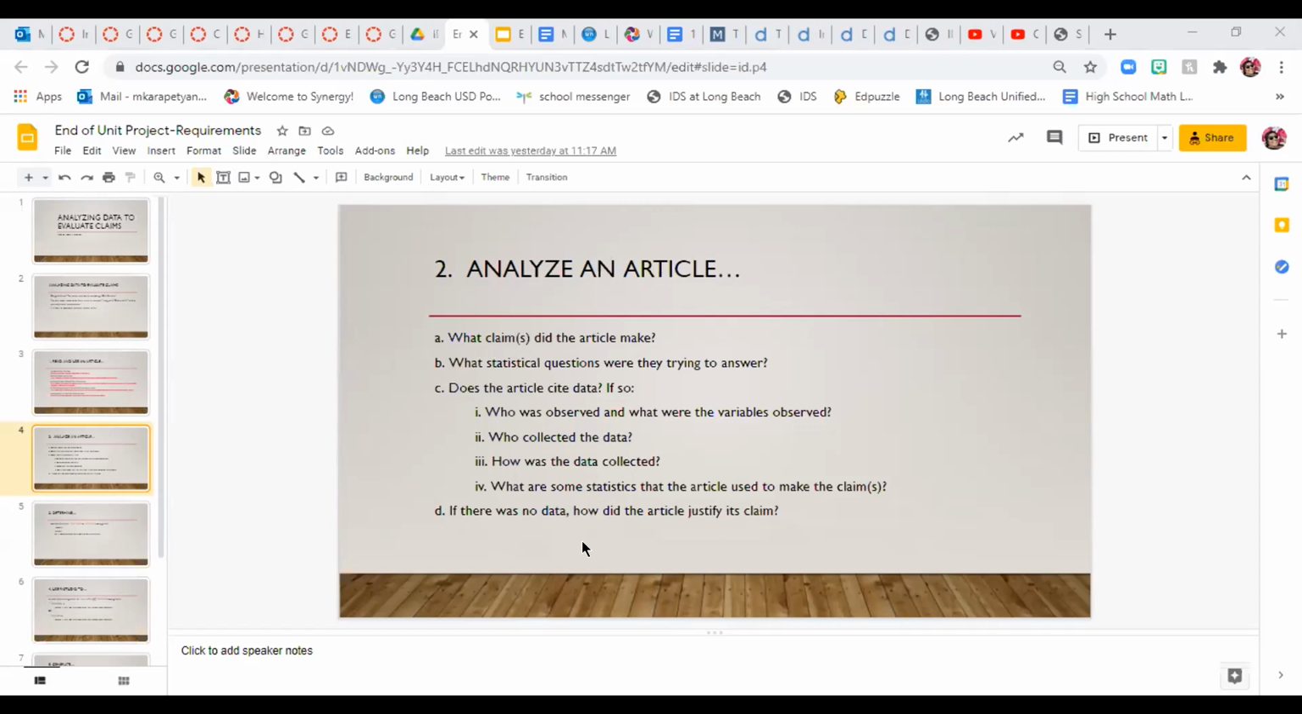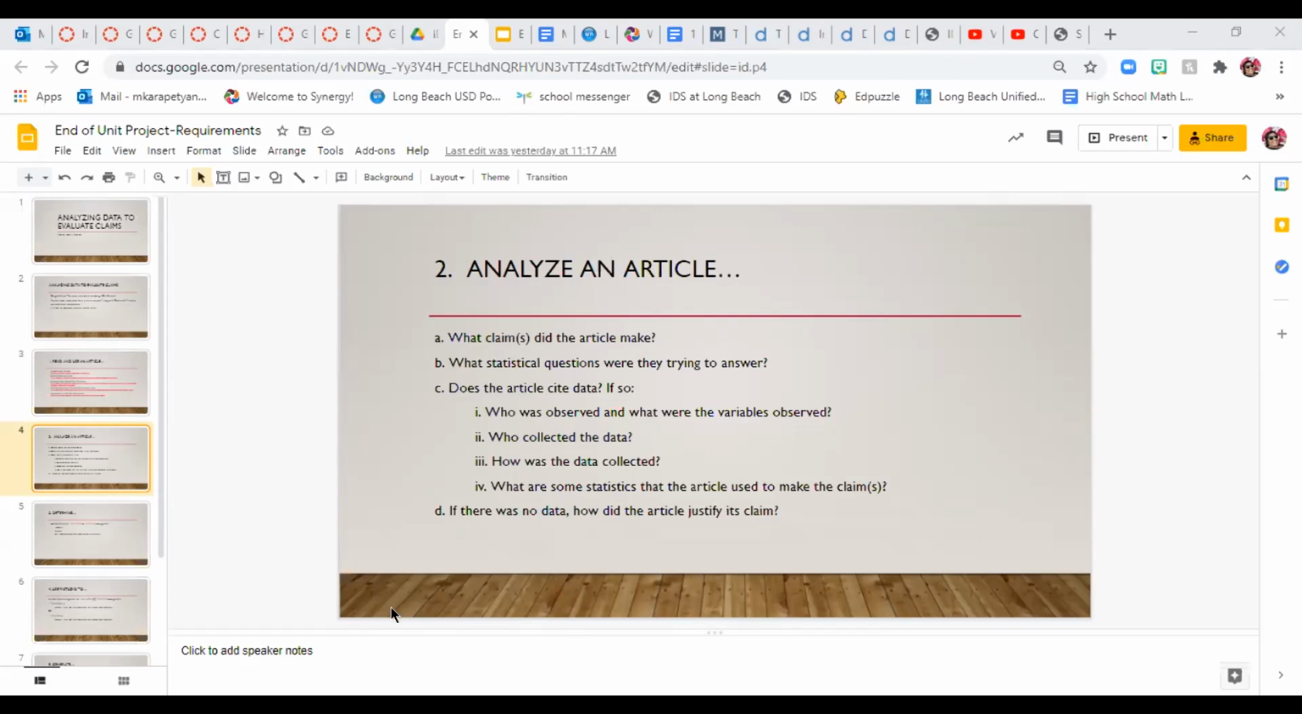Does the article cite data? And if so, who was observed and what were the variables observed, who collected the data, how was the data collected, and what are some statistics that the article used to make the claims. If there was no data, how did the article justify its claim? Okay, so you're going to analyze your article and you're going to answer these questions in your analysis.